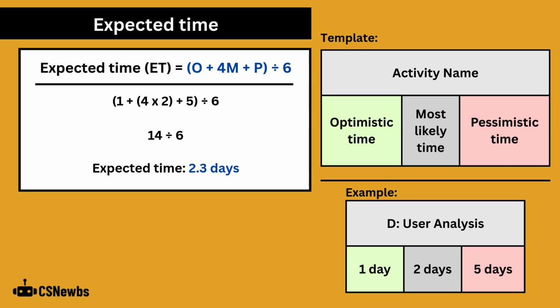For this course, it's very unlikely you'll need to know the equation for calculating an activity's expected time, but just in case, it is the optimistic time plus 4 multiplied by the most likely time plus the pessimistic time, then divide that total by 6. So in this example, it's 1 plus 4 times 2 plus 5, which is 14. Dividing 14 by 6 gives an expected time of 2.3 days.